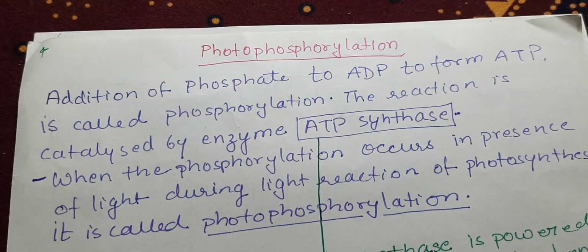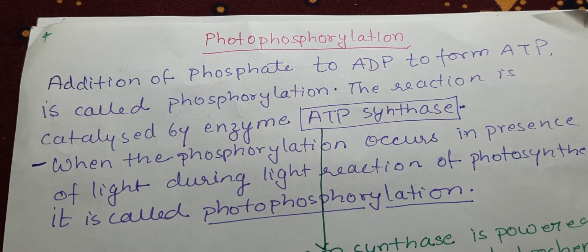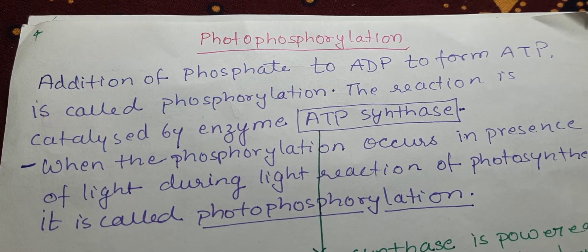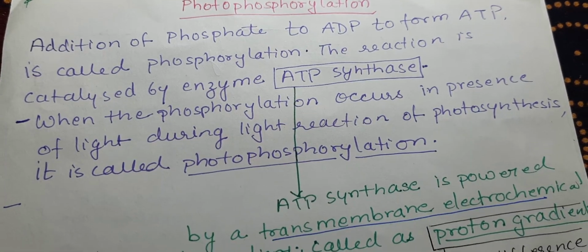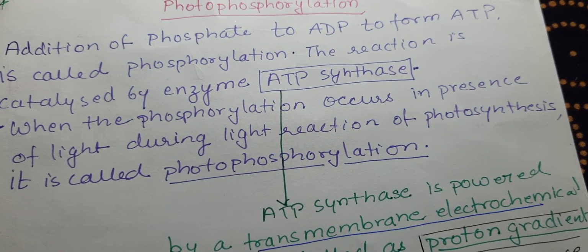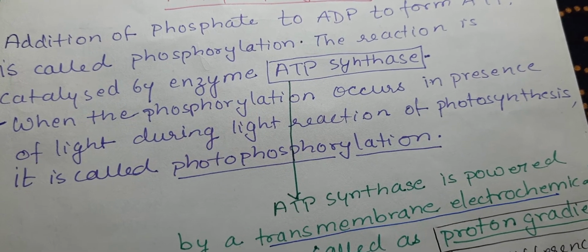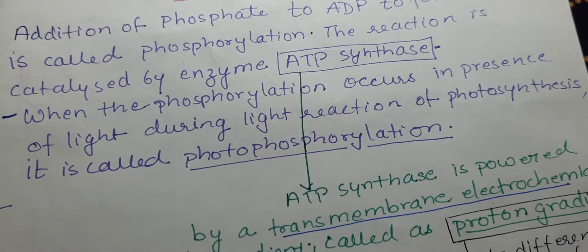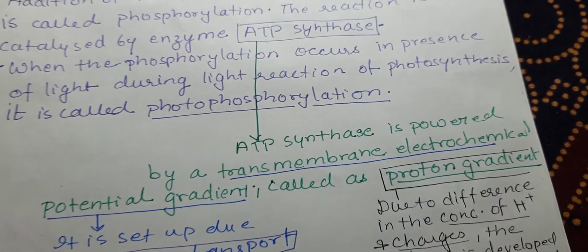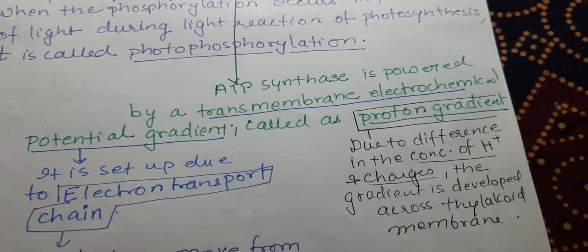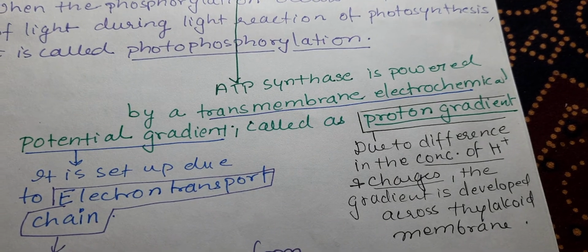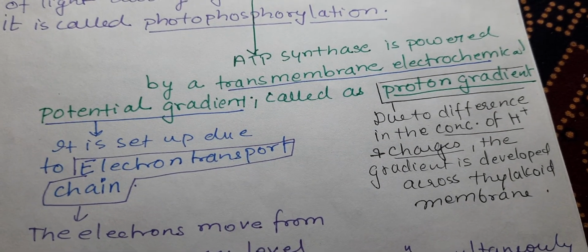Now, addition of phosphate to ADP to form ATP is called phosphorylation. The reaction is catalyzed by the enzyme ATP synthetase. When phosphorylation occurs in the presence of light, during the light reaction of photosynthesis, it is called photophosphorylation. Now ATP synthase is powered by the transmembrane electrochemical potential gradient.